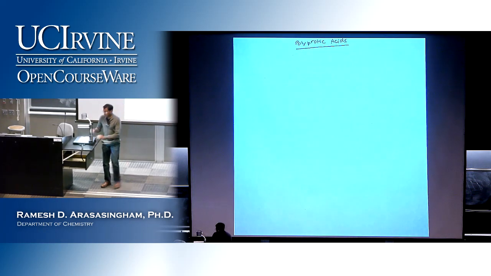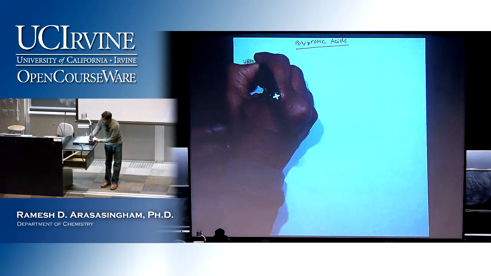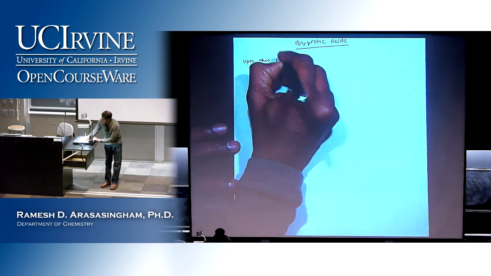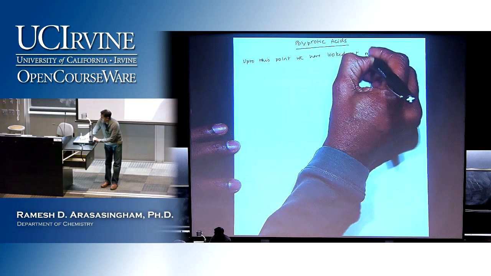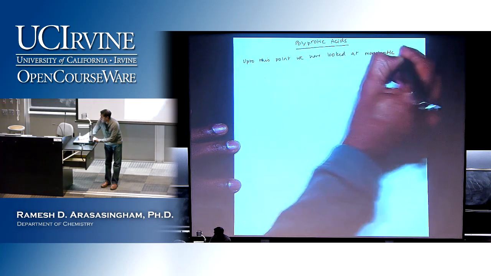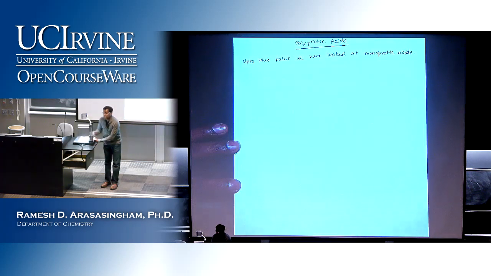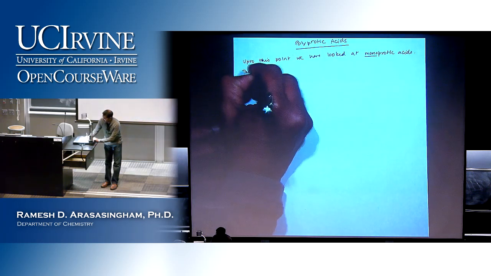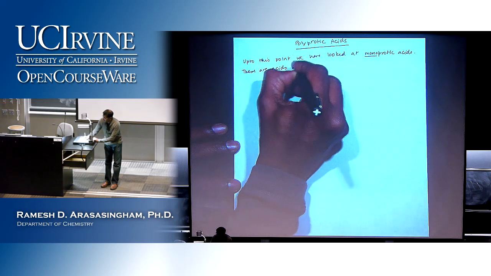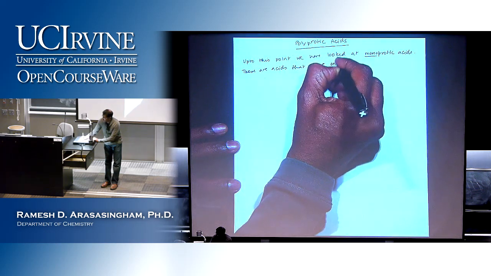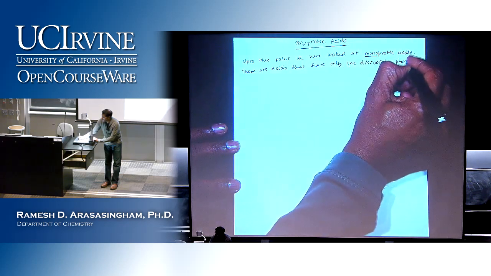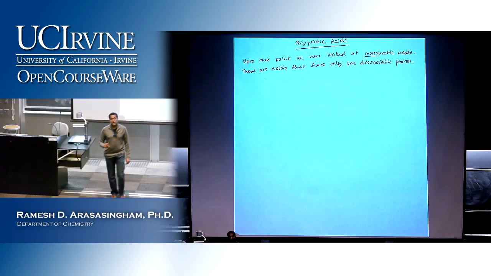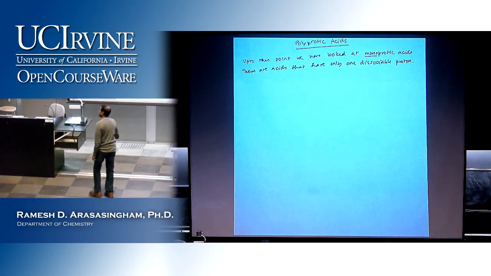So if you remember, up to this point, we have looked at monoprotic acids. All right? Up to this point, the examples that we've looked at are monoprotic acids. These are acids that have only one dissociable proton. All right? So monoprotic acids are acids that have only one dissociable proton.